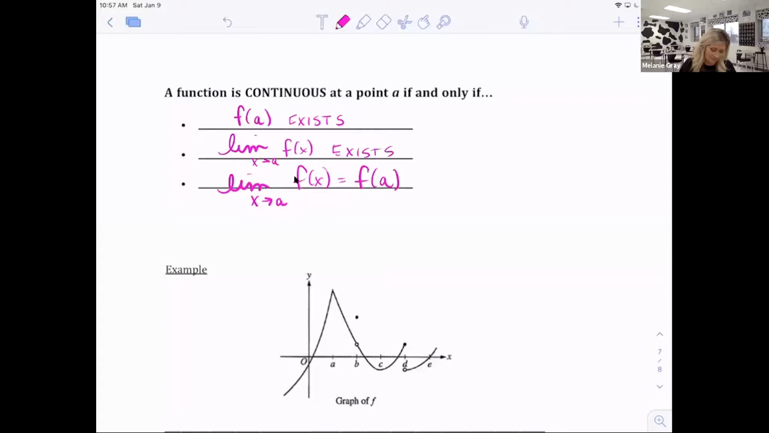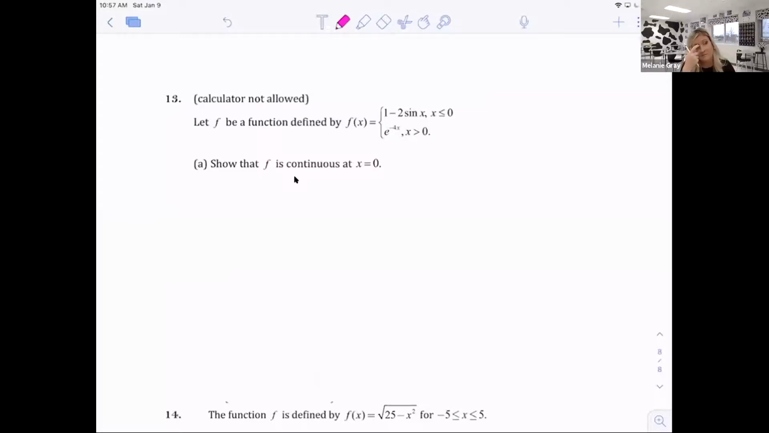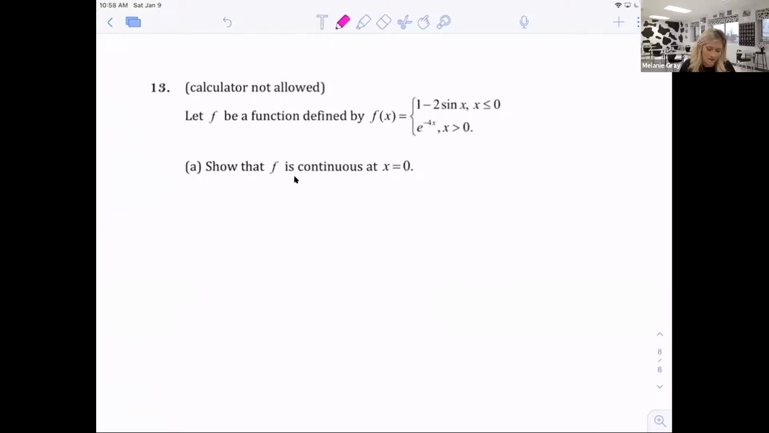All right, so let's fast forward to a free response item, which is on page 8 in the handout, number 13. And I'll show you how to answer this question to snag all the points on the AP exam. Okay, so it says let f be a function defined by f of x. You have a piecewise defined function with 1 minus 2 sine of x on top, and e to the negative 4x in the denominator. The first equation is true when x is less than or equal to 0, and the second equation is true when x is greater than 0. So we want to show that f is continuous at x equals 0. So we want to show those 3 things that we just discussed are true.